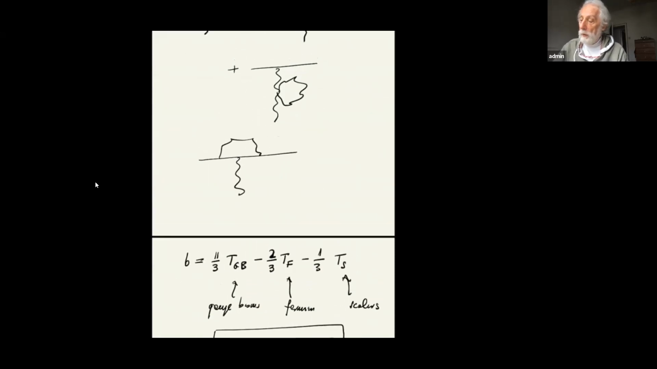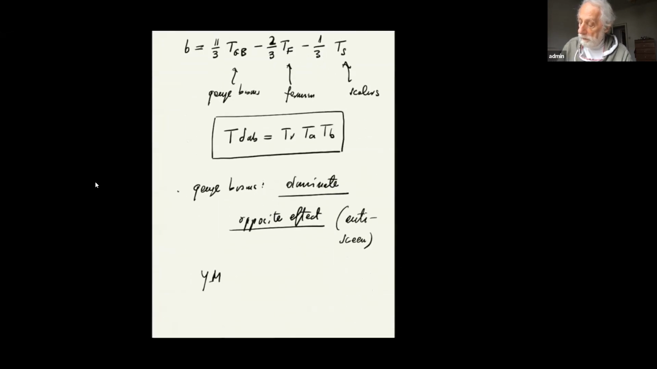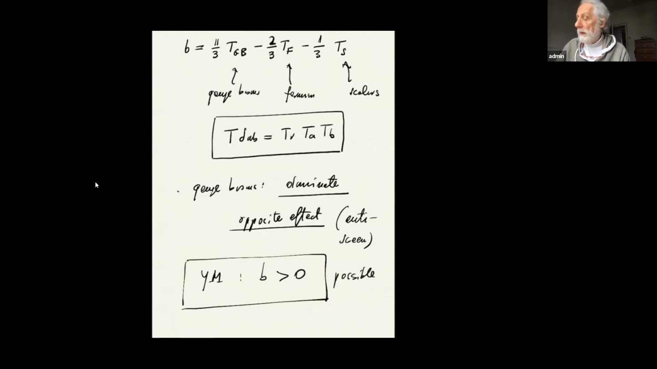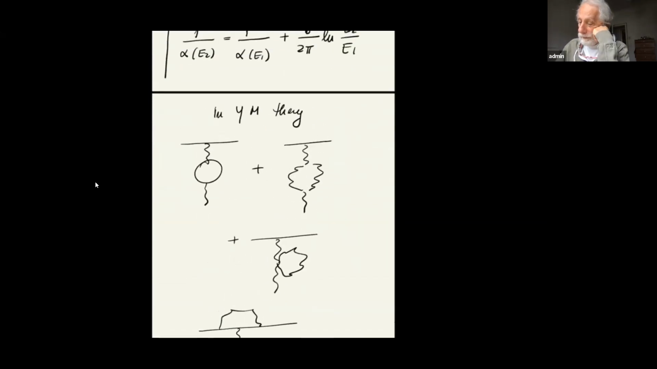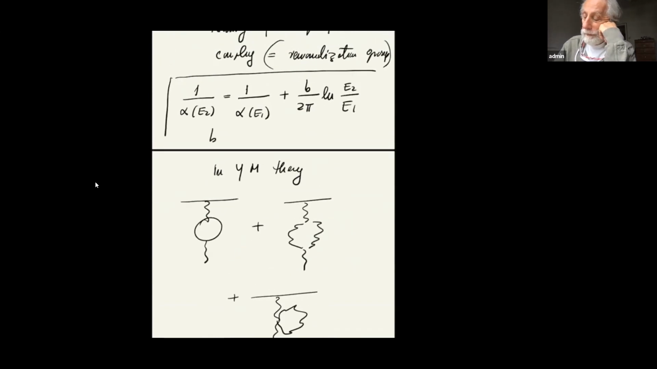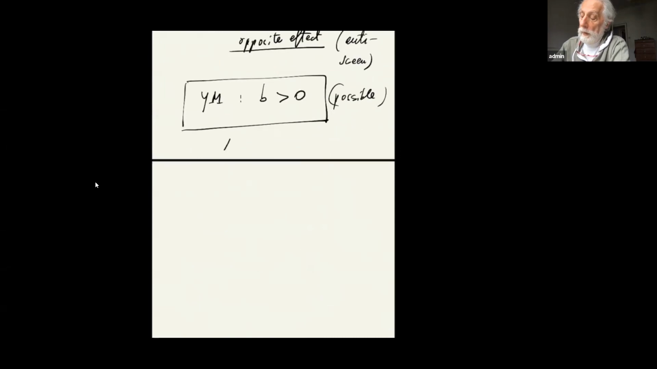So you see, because of gauge bosons in the Yang-Mills theory, B is positive. So in a Yang-Mills theory, in general, B can be positive. And we'll find out that in QCD it is positive. It is possible. Why is it possible? Because this guy dominates. But if B is positive, then 1 over alpha grows. So alpha goes down with energy. I get asymptotic freedom. So in a Yang-Mills theory, asymptotic freedom is natural. This was a great discovery.